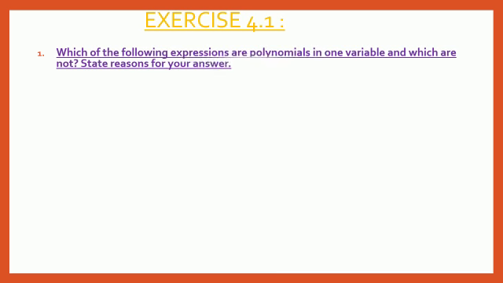Now we have studied what polynomials in one variable are. Now let us solve some exercise problems. Exercise 4.1, first question. Which of the following expressions are polynomials in one variable and which are not? State reasons for your answer. First, 4x square minus 3x plus 7. Here we have only one variable, that is x, and the exponent of this term is a whole number. So it is a polynomial in one variable.